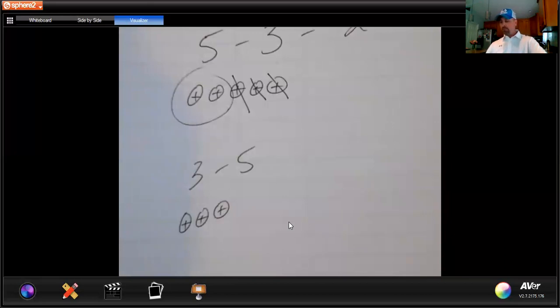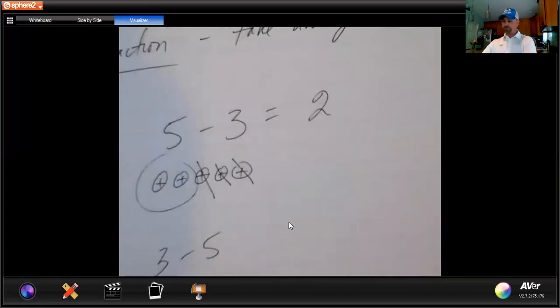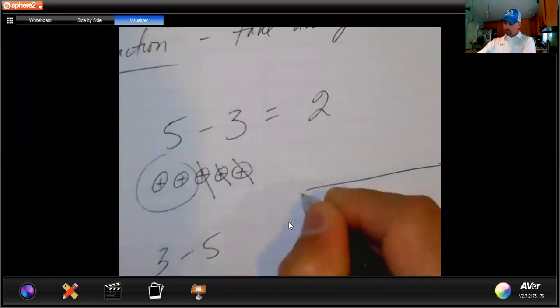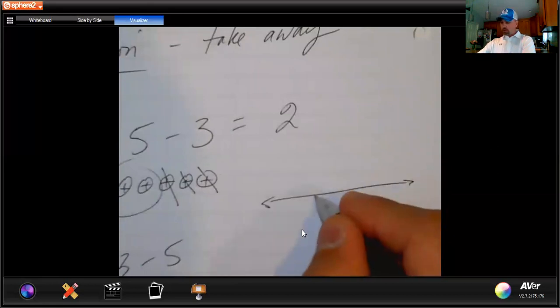One of them would be the number line. So if we go back to this first problem, 5 minus 3, and look at it more as a number line again.